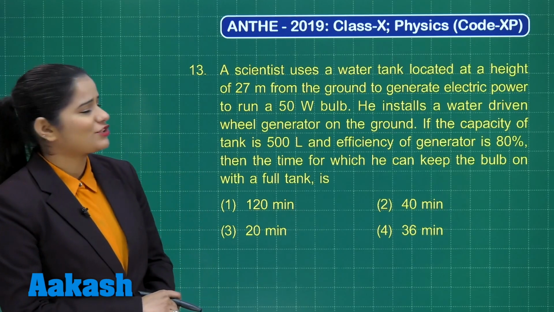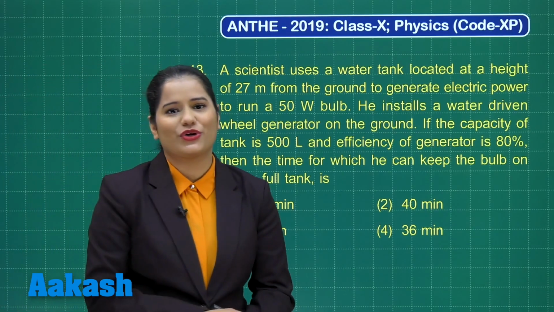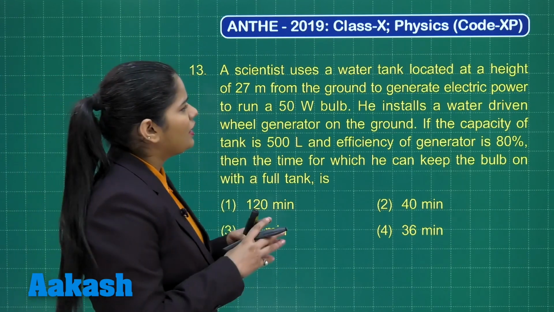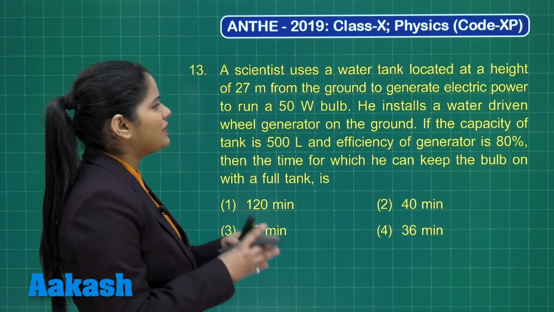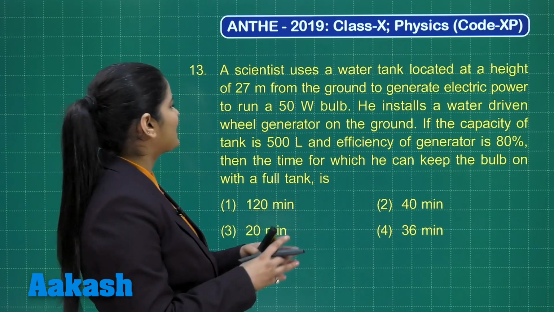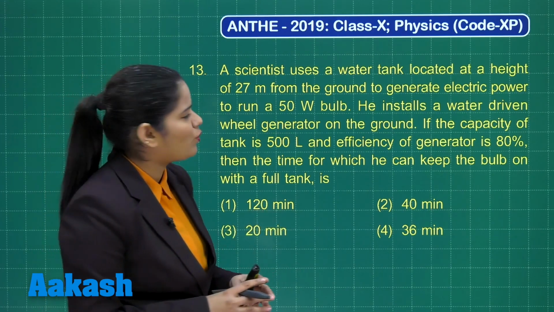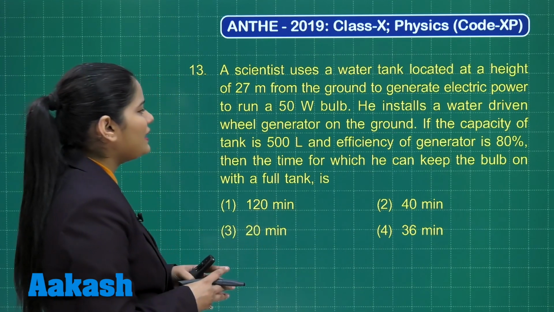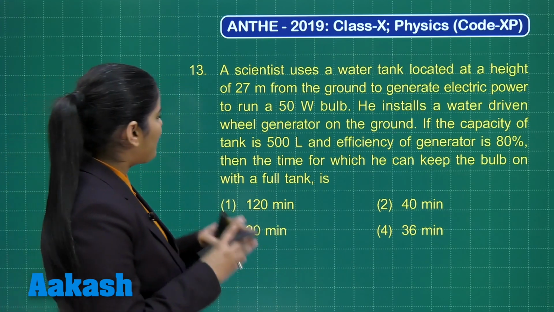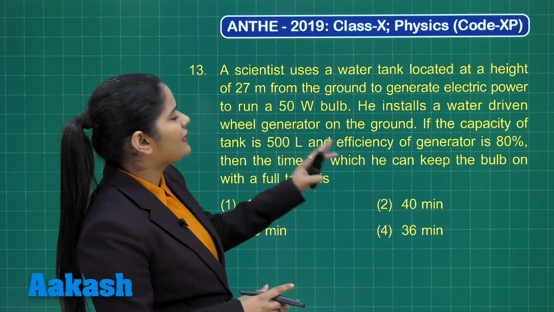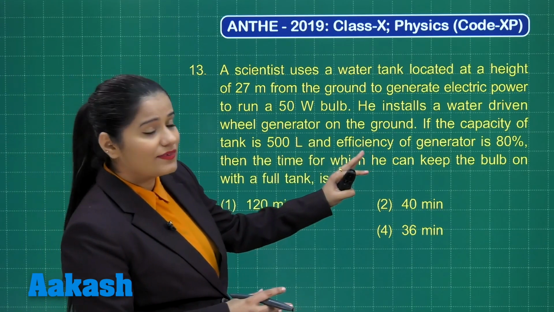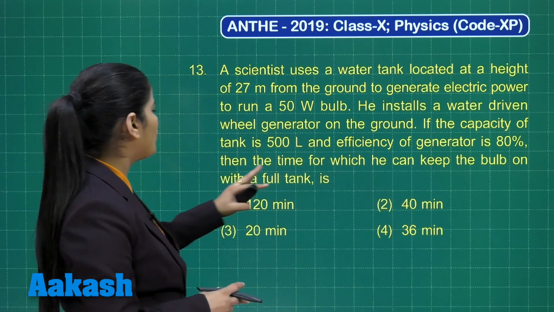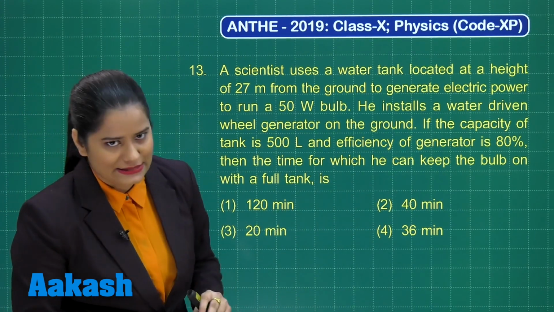So here I have question number 13 for our discussion on the board, which says: a scientist uses a water tank located at a height of 27 meters from the ground to generate electric power to run a 50-watt bulb. He installs a water-driven wheel generator on the ground. If the capacity of the tank is 500 liters and the efficiency of the generator is 80%, then the time for which he can keep the bulb on with a full tank is.